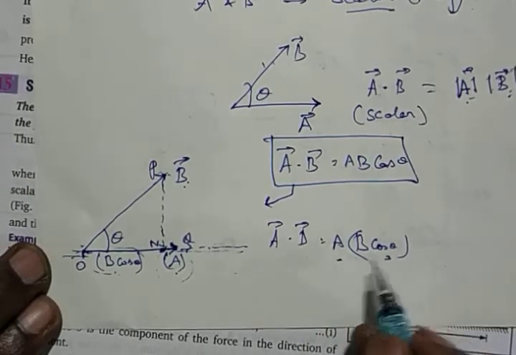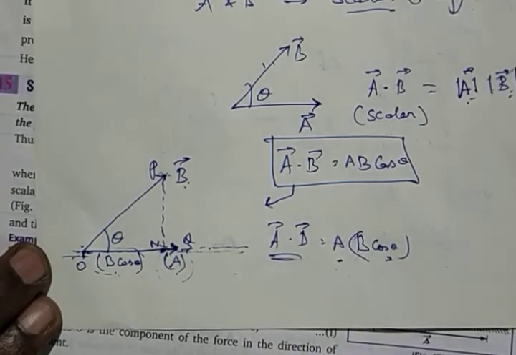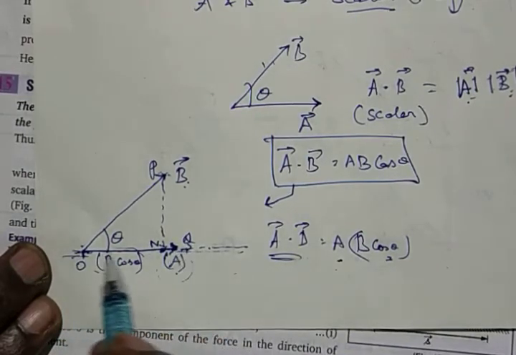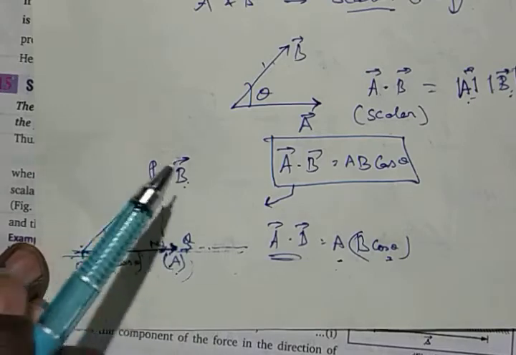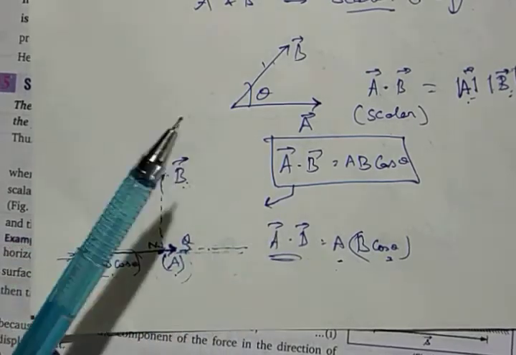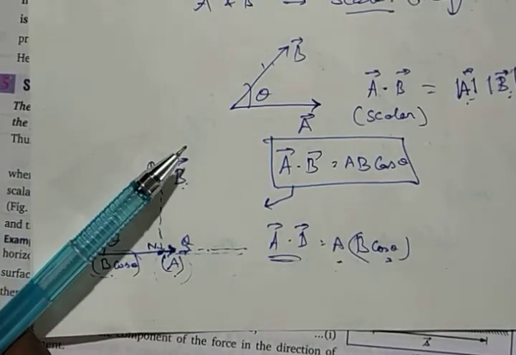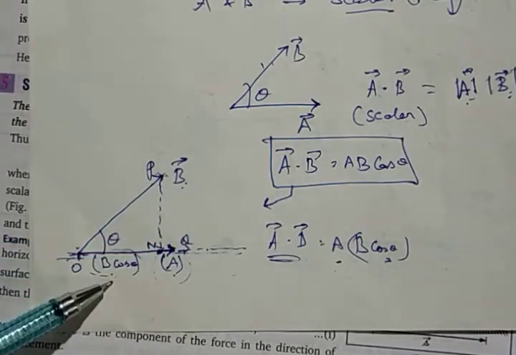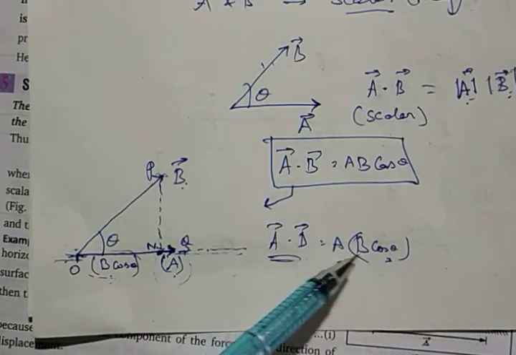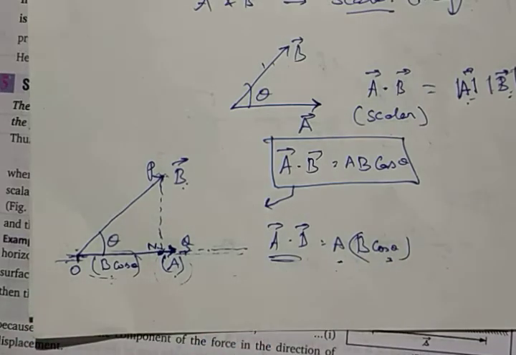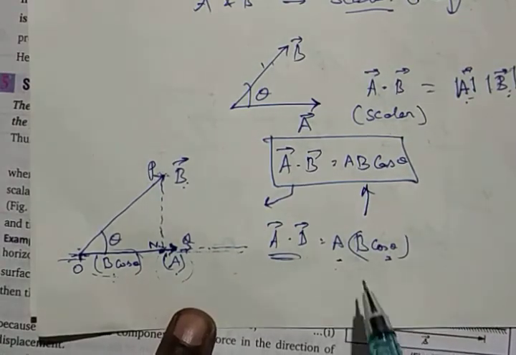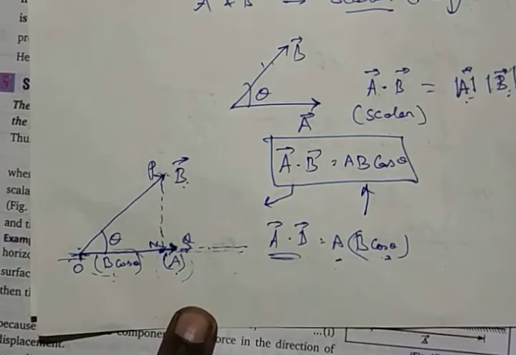These two multiplied together is called a dot product. Take a vector A in this direction, and in the same direction the B component will have a value in the horizontal direction, which is B cos theta. That B cos theta and A, you multiply together. That is called A dot B. So it is A times B cos theta.